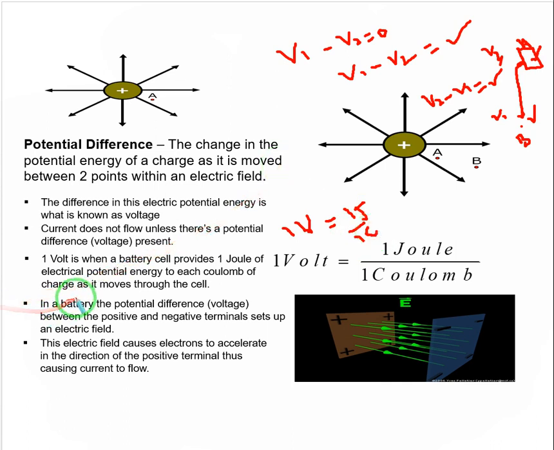So we can say that 1 volt is when a battery cell provides 1 joule of electric potential energy to each coulomb of charge as it moves through the cell. That's called 1 volt. Let's see, we have a positive and a negative charge. This is a cell, with positive and negative charge. When we have a potential difference here, because this has an electric field, a charge is going to enter from this field to this field, so there will be a potential difference. This potential difference is 1 volt when 1 joule per 1 coulomb exists inside a cell. So this was about electric potential and potential difference.